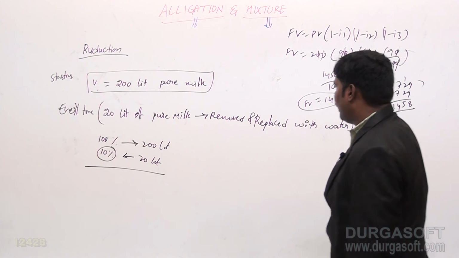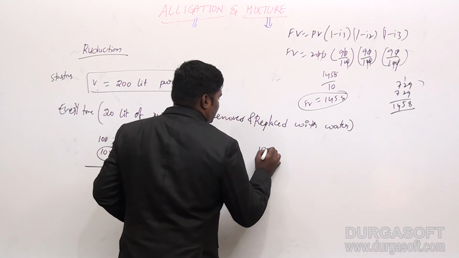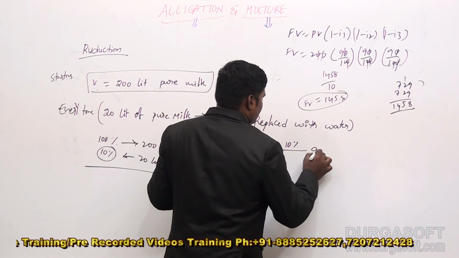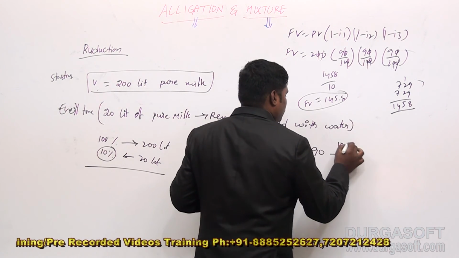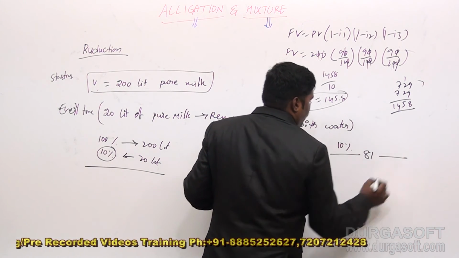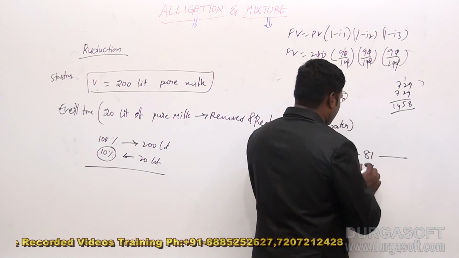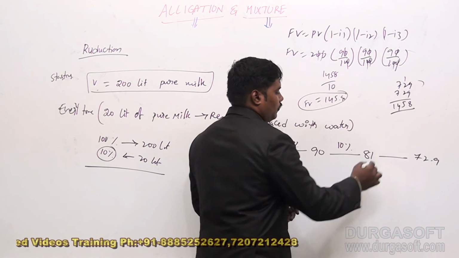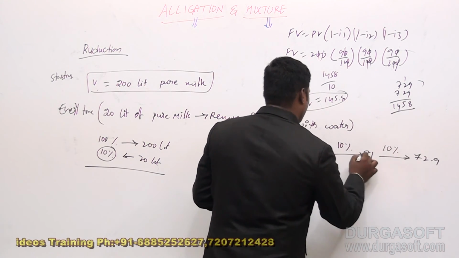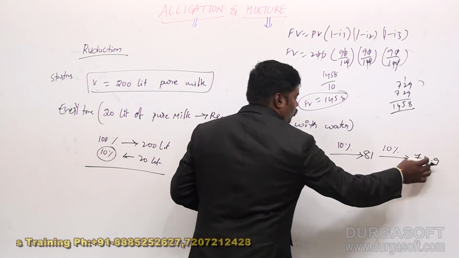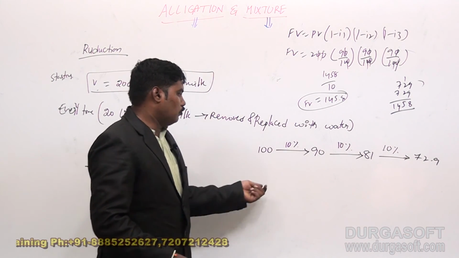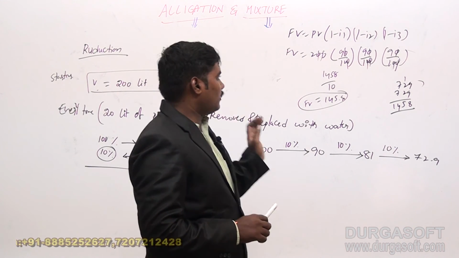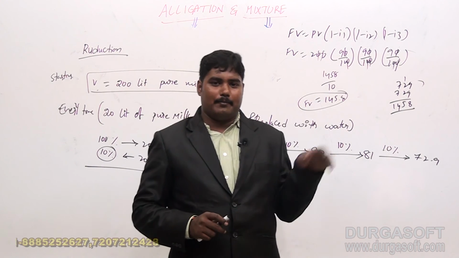But another way, initially if taken as 100 liters approximately, if 10% is removed, it is 90. Again if 10% is removed, again it is 81. Again if 10% is removed, that means 8.1 is reduced, you can get 72.9. Okay. For 100 it is 72.9 is the final value. For 200 it is 145.8. Okay, these are the models in alligation and mixture.